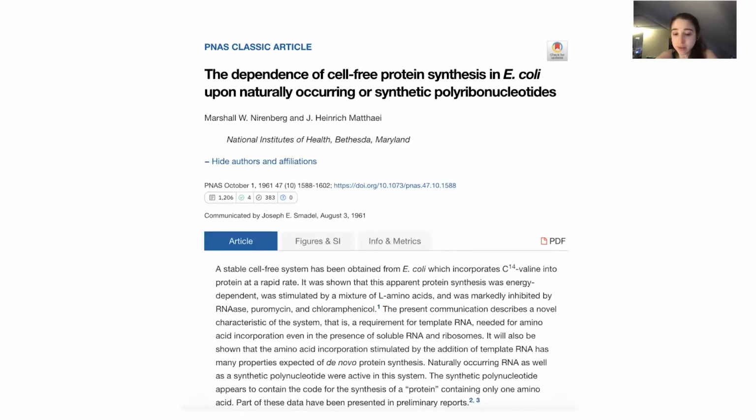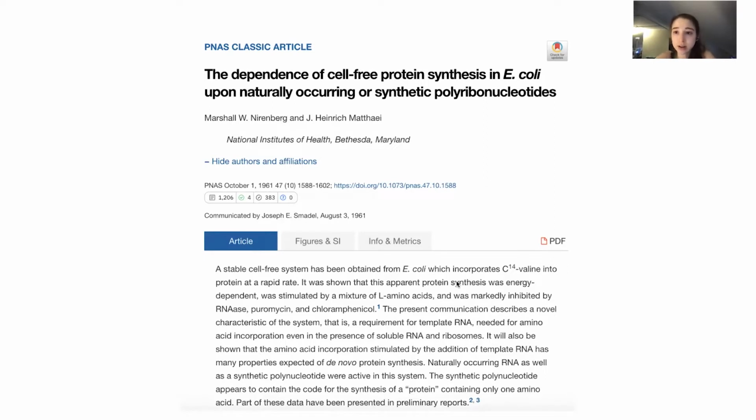There are going to be several classic experiments. This is one of the early super duper classic ones. This PNAS article, the dependence of cell-free protein synthesis in E. coli upon naturally occurring or synthetic polyribonucleotides, was done by Marshall Nirenberg and Heinrich Matthaei at the NIH in 1961. And so basically in this important paper, they established a cell-free E.